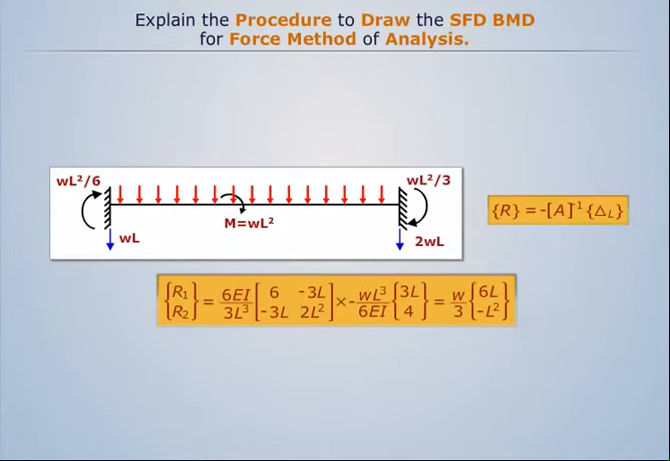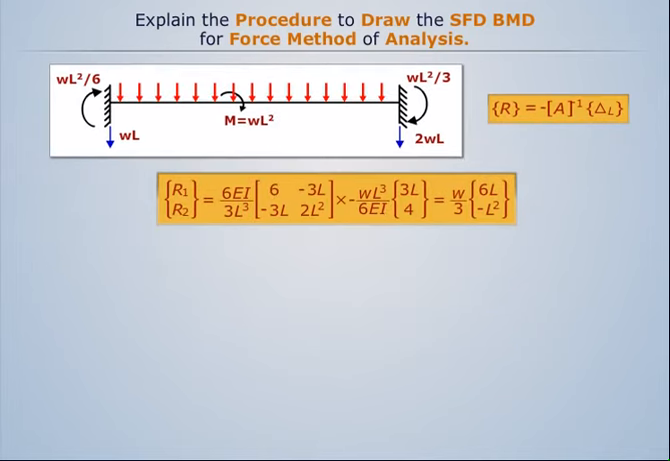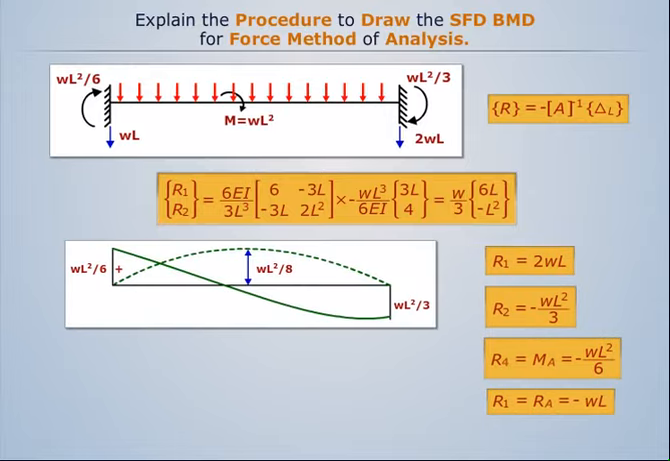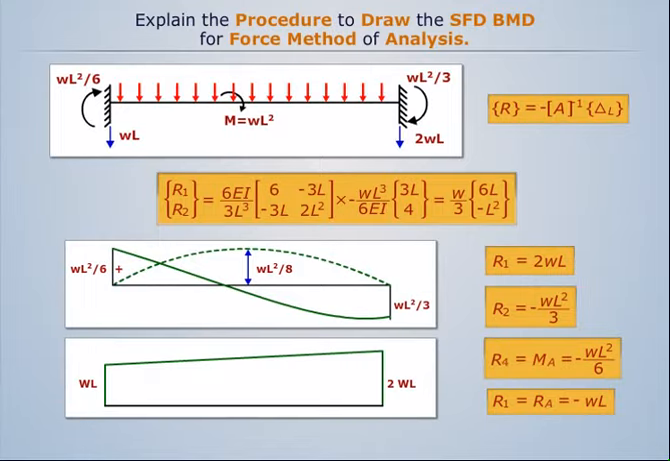The redundants are obtained by substituting the values in the equation. And the other two reactions can be calculated by equations of statics. Thus, the bending moment diagram for evaluated deflections will be. And the shear force diagram for the structure will be. Now let us summarize the steps to draw the BMD and SFD.